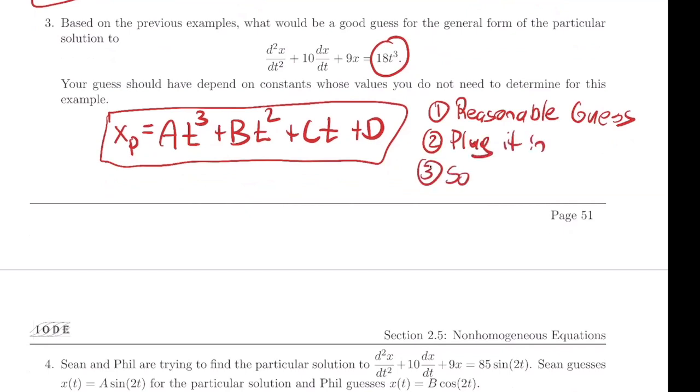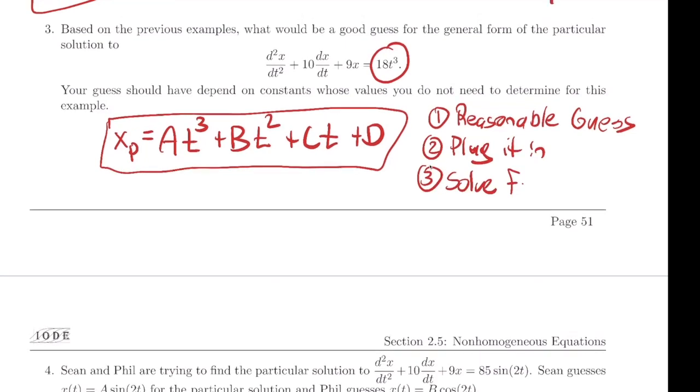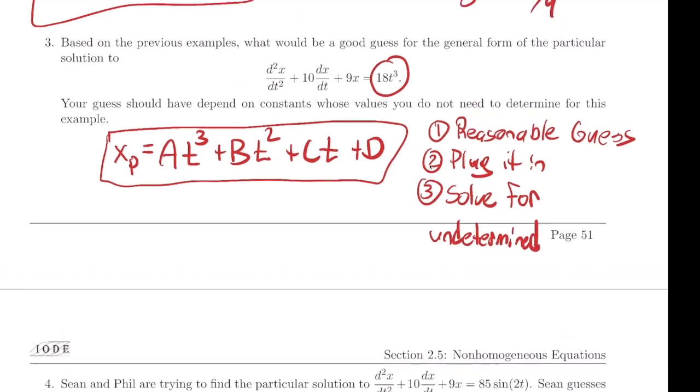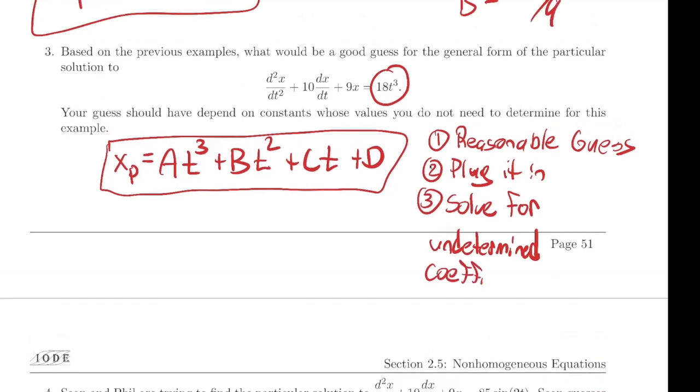Can we assume that A equals 2, because that's going to be the only one with a high enough exponent in t cubed to match 18t cubed? Yep, that's true. Yeah, so if you want to use that, then that might cut down on one of your undetermineds. And that's the last step: to solve for the undetermined coefficients. And this process is called the method of undetermined coefficients.